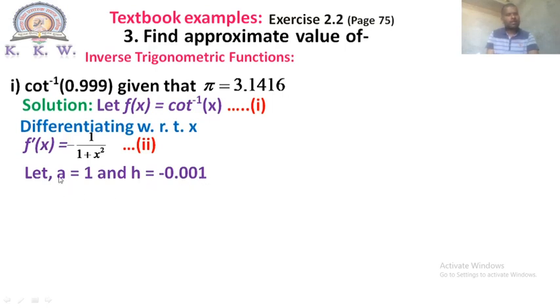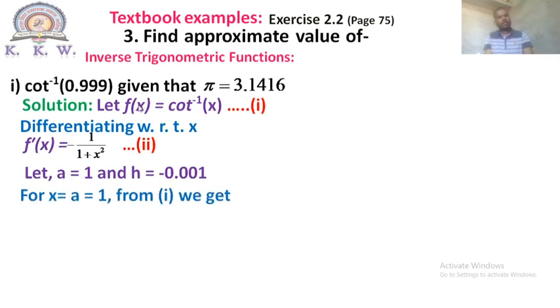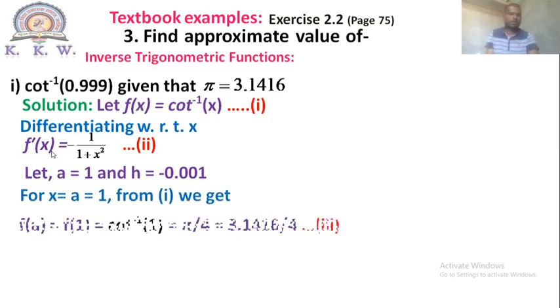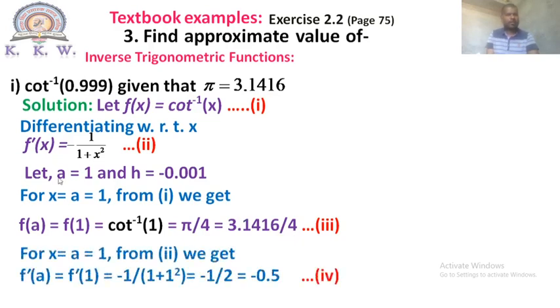Now at x equal to a equal to 1, f of x and f dash of x become f of a, f of 1 is equal to cot inverse of 1. Cot inverse of 1 is pi by 4. The value of pi is 3.1416, therefore 3.1416 by 4. F dash of a is equal to f dash of 1, which is minus 1 upon 1 plus 1 square, equal to minus 1 upon 2, which is equal to minus 0.5.